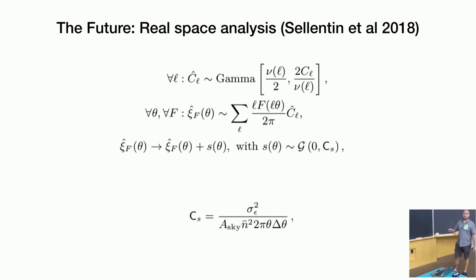So what we will do, the idea of our project, is draw CL from the gamma distribution, evaluate the 2-point correlation function in real space using Legendre polynomials, add a shape noise with a Gaussian probability distribution, centered in zero, of course, with a covariance that depends on the area of the sky that is seen, the number of objects averaged, and the width of the beam in theta, the angle, so the coordinate in real space that we are going to use.